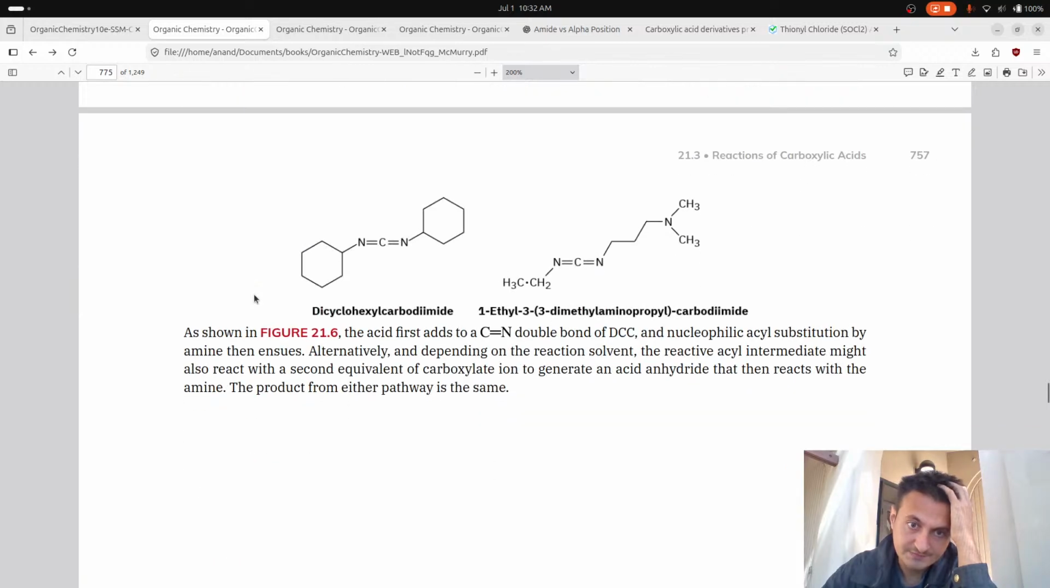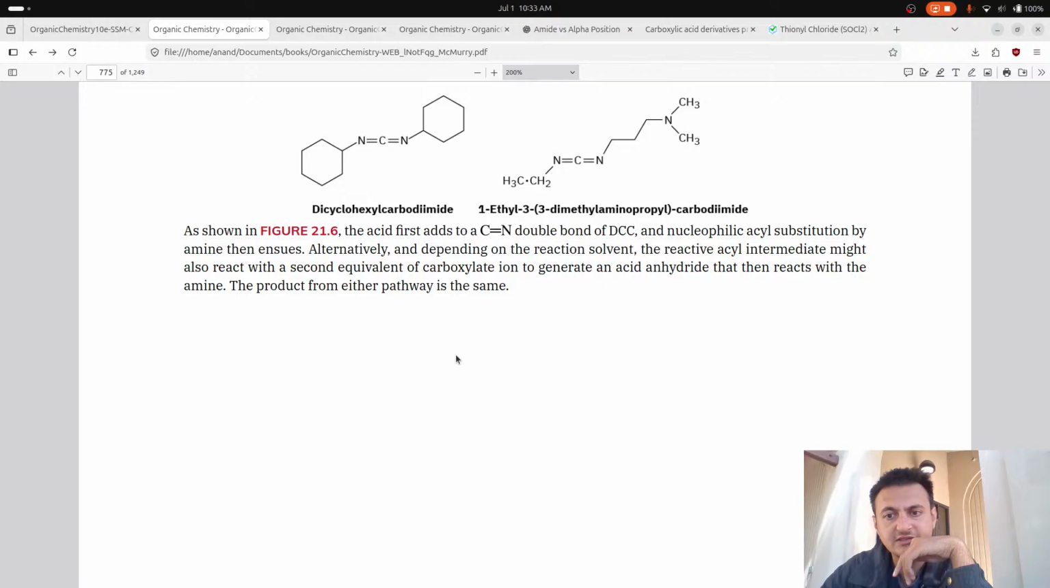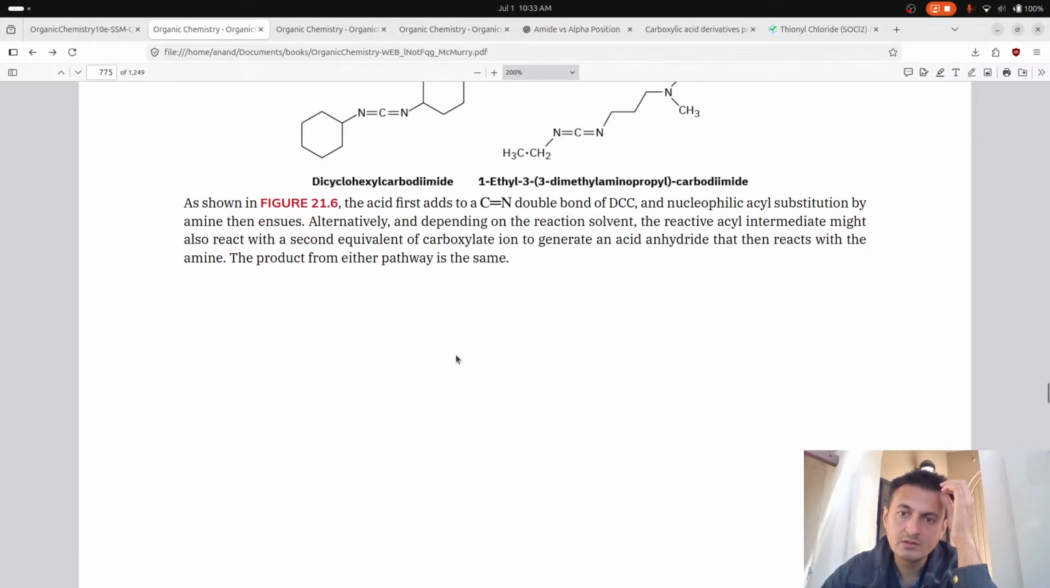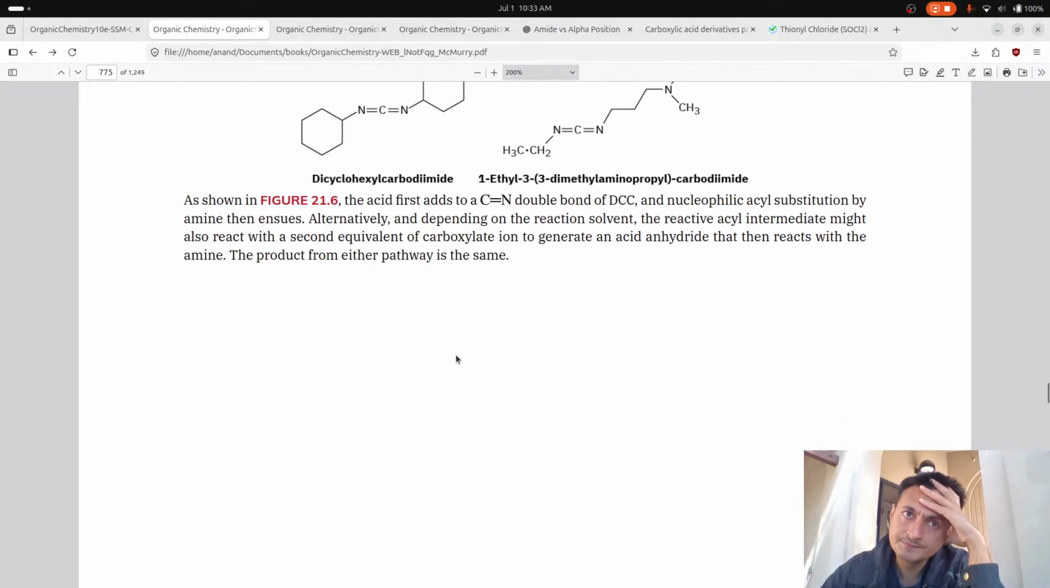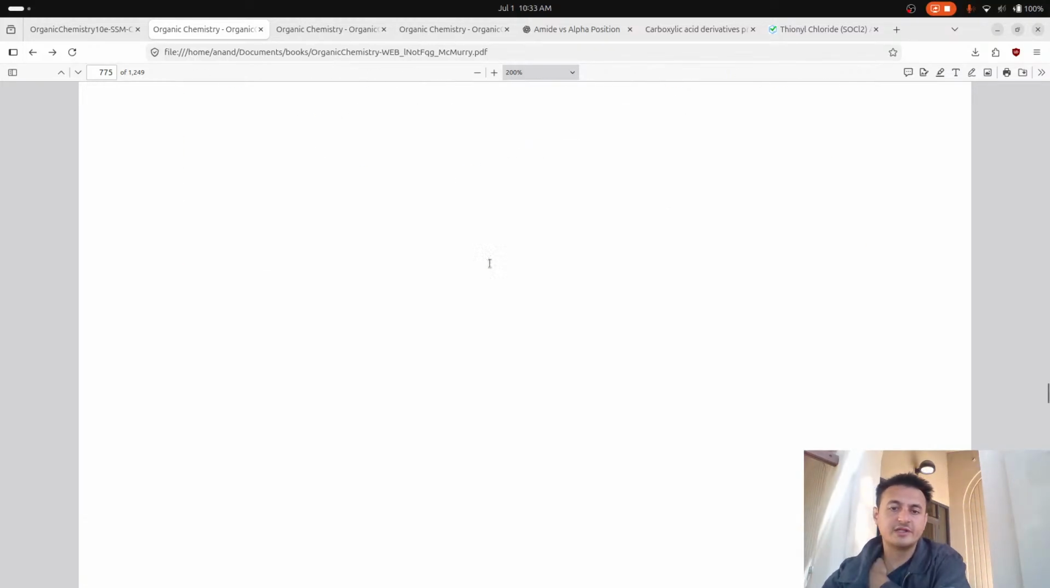Are commonly used. As shown in the figure, the acid first adds to a C double N bond, then substitution by the amine. Alternatively, and depending on the reaction solvent, the reactive acyl intermediate might also react with a second equivalent of carboxylic acid to generate an acid anhydride that then reacts with the amine. Okay, that's interesting, I guess.